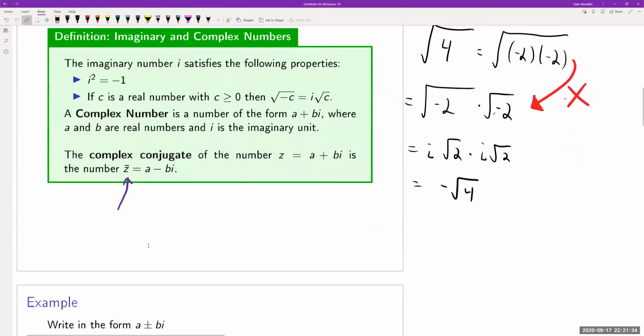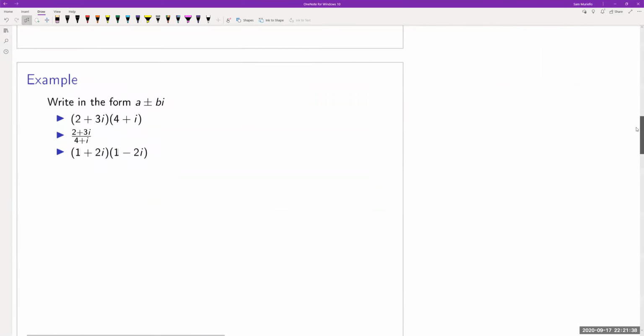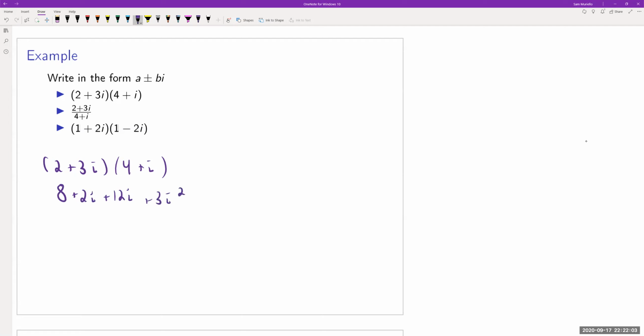Let's just do a little bit of work with imaginary numbers to refresh ourselves with how they work. So looking at this first problem, 2 plus 3i times 4 plus i. I won't treat i any differently than I would a normal variable for the moment. I'll simply do some FOIL here. So I'll have 8 plus 2i plus 12i plus 3i squared.